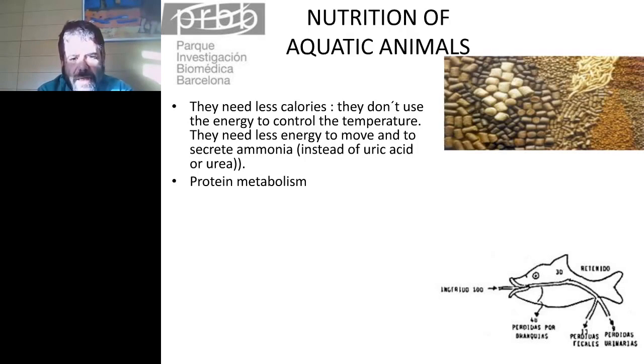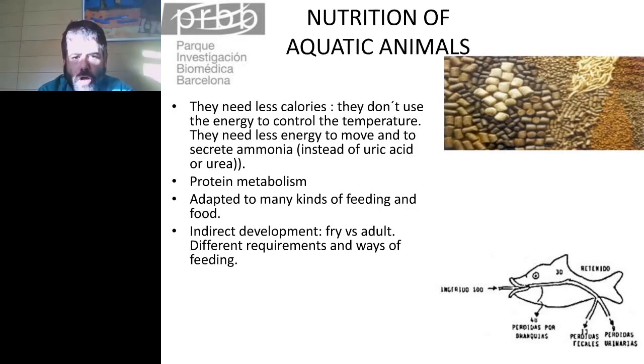That means that they don't like to eat pasta or rice. They prefer to eat T-bones or chicken, for example. So they are adapted to many ways of eating, so we must adapt our way of feeding to their way of eating. Also, the kind of food that we are going to give them should be adapted. They usually have an intellect development, so we should choose at the right moment the proper food and the proper way of feeding them.